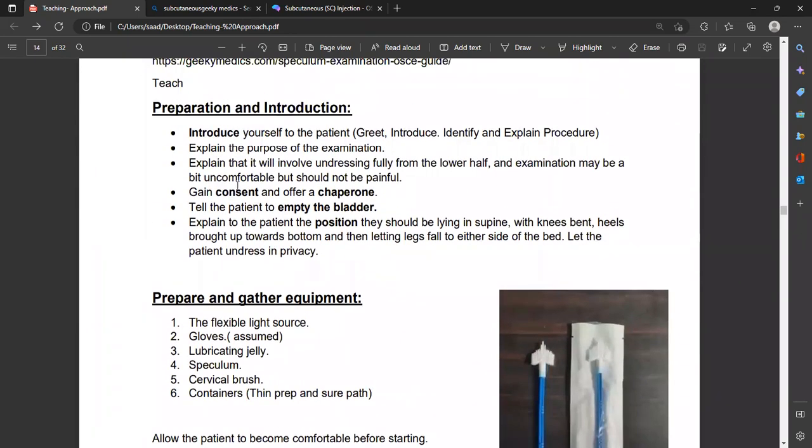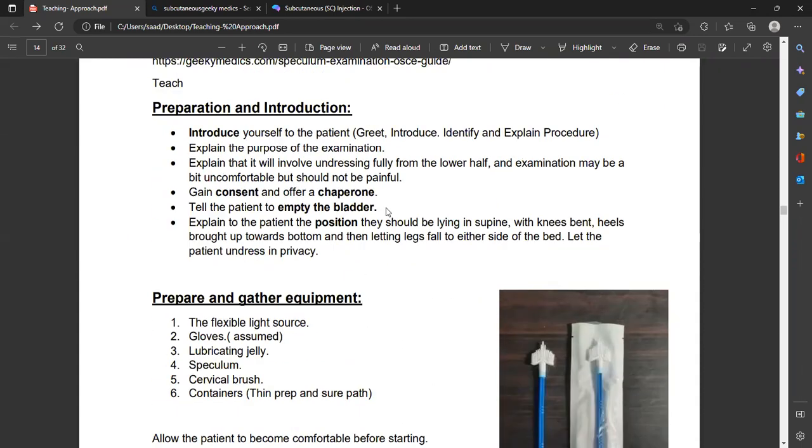And just after explaining briefly, take consent. Should we proceed? Can we proceed? And a chaperone. This term is obviously new for us. It could be anyone from the ward. Like if she's female, then any nurse or anyone from the ward. You just mention it. A chaperone would be provided. A chaperone would be there. Offer a chaperone. Just because you are teaching, so you just offer. Take consent and offer a chaperone.